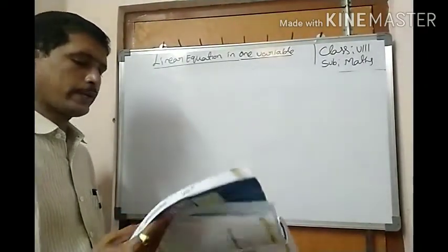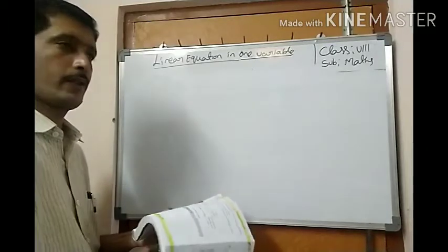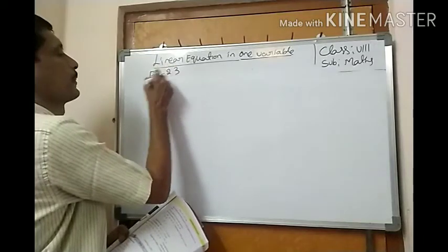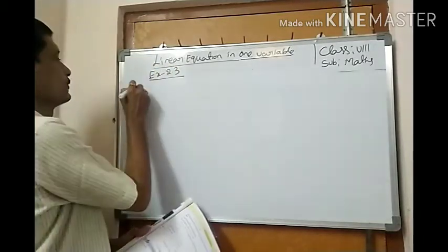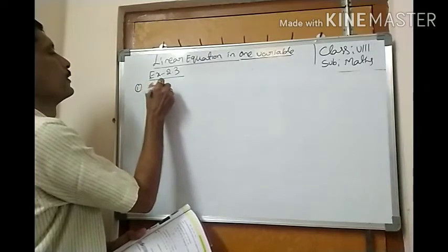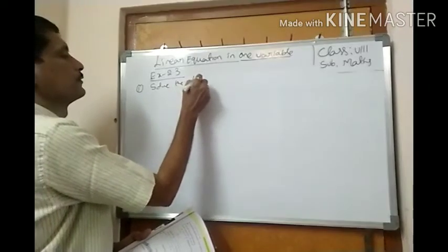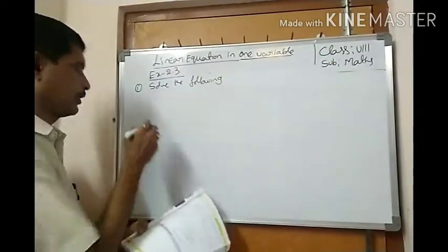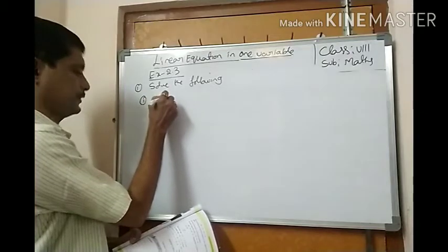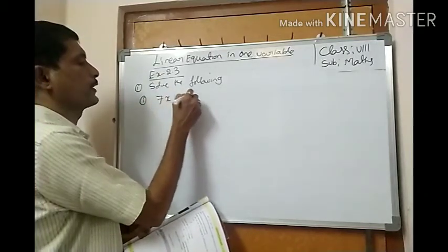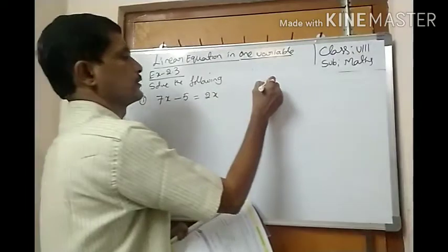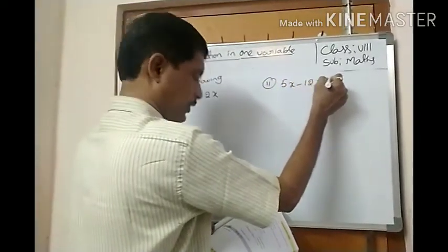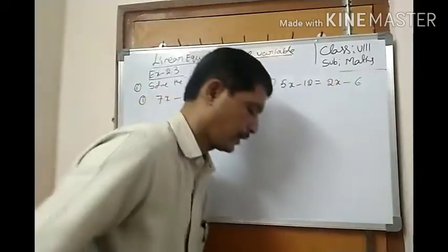Next, start Exercise 2.3. That is the first question. Solve the following. Solve means find out the value of the variable. Therefore the first question is 7x minus 5 equal to 2x. Next, the second one, 5x minus 12 equal to 2x minus 6.